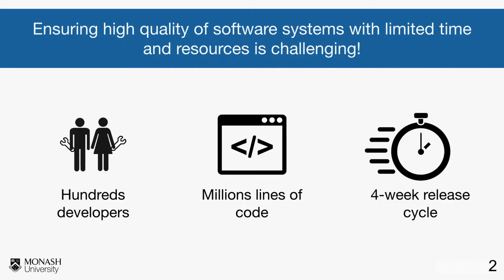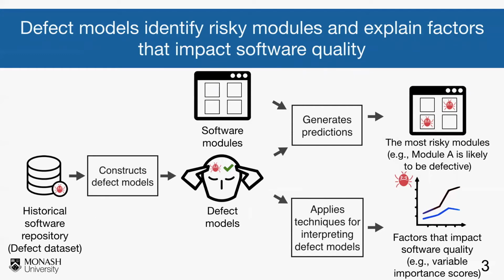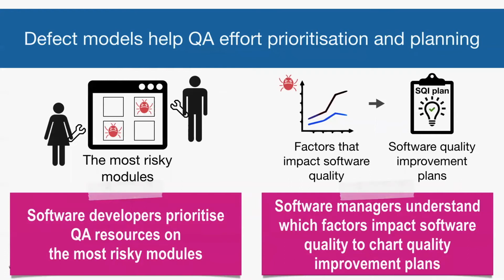To address this challenge, research has introduced the concept of defect models, which are classifiers that are constructed using historical software data to identify risky modules and explain factors that impact software quality. Defect models help developers prioritize their limited resources on the most risky modules. Defect models also help managers better understand factors that impact software quality to chart appropriate quality improvement plans.